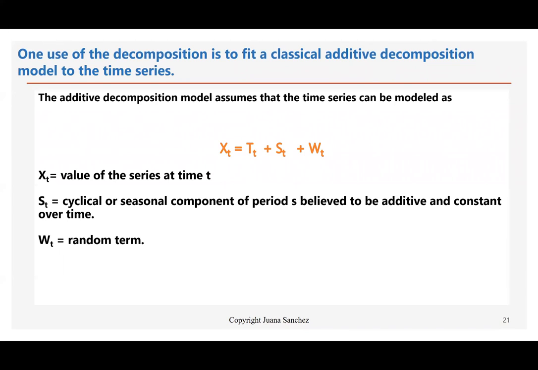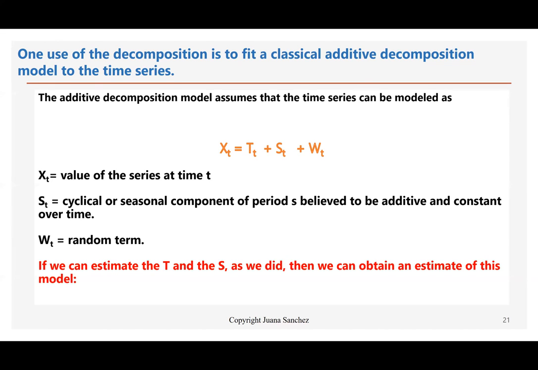So now we have an estimate of the T, of the trend, and an estimate of the seasonal effect, and we are ready to have a model. If we estimated T and we estimated S, we can estimate the observed time series as T hat plus S hat. And of course, what's the W hat going to be? W hat will be the observed XT minus the X hat.